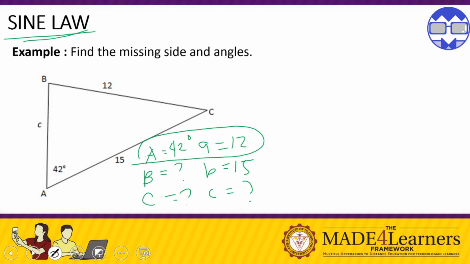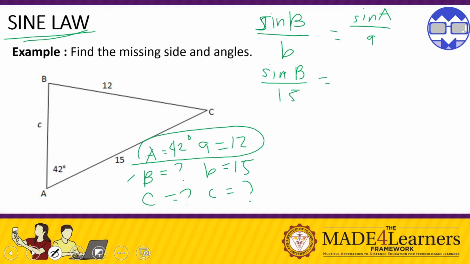Okay, so let's try to look for capital letter B first. How do we find capital letter B? Instead of b over sine B, we will have sine B over b because we're trying to find the angle. Equals, so our given pair is sine A over a. Then substitute. So we have sine B over our b is 15 equals sine 42 degrees all over a, which is 12. Using cross multiplication, we will have sine B equals 15 sine of 42 degrees all over 12.